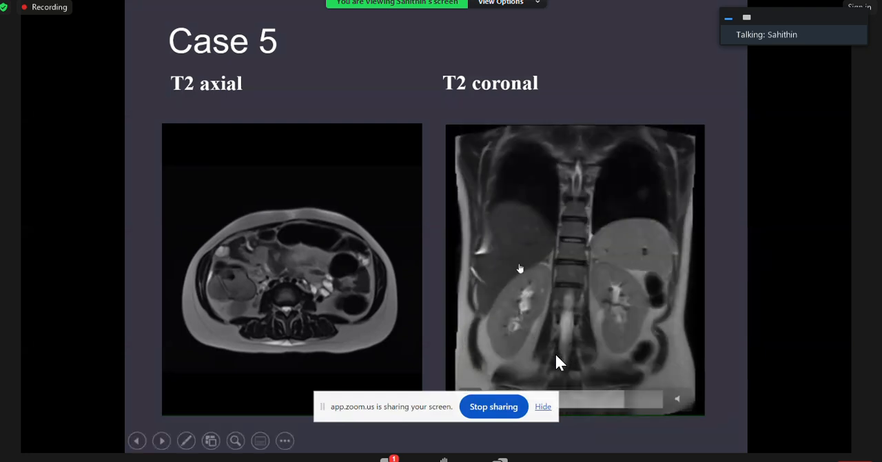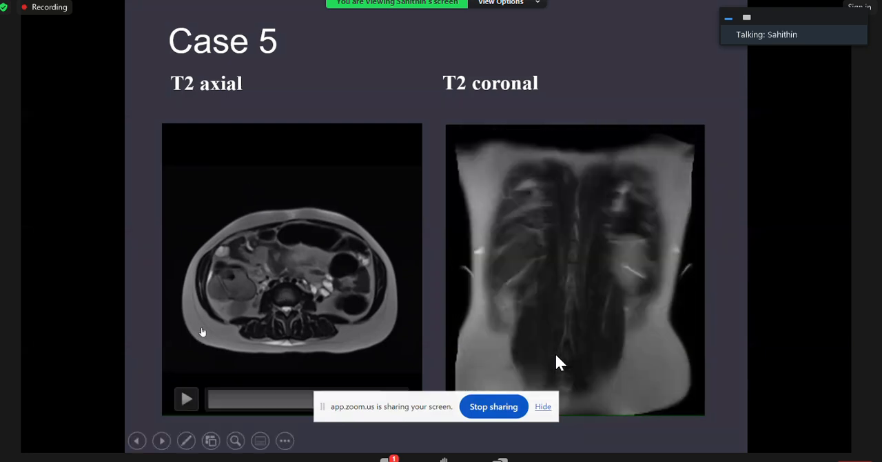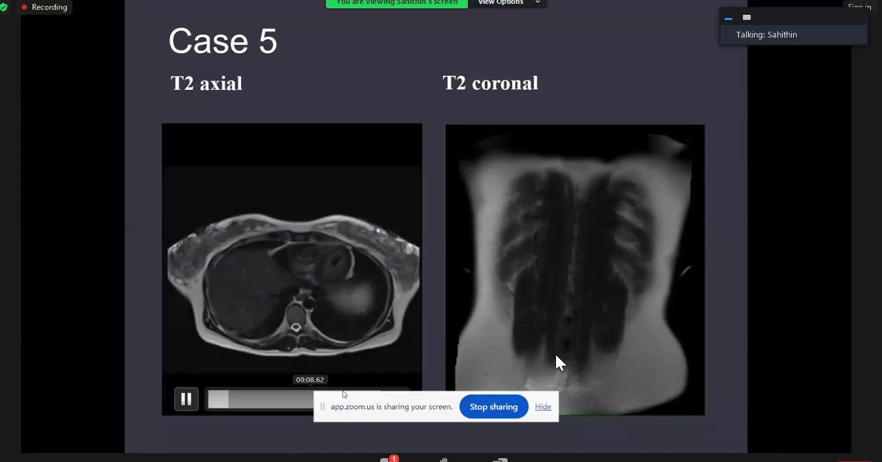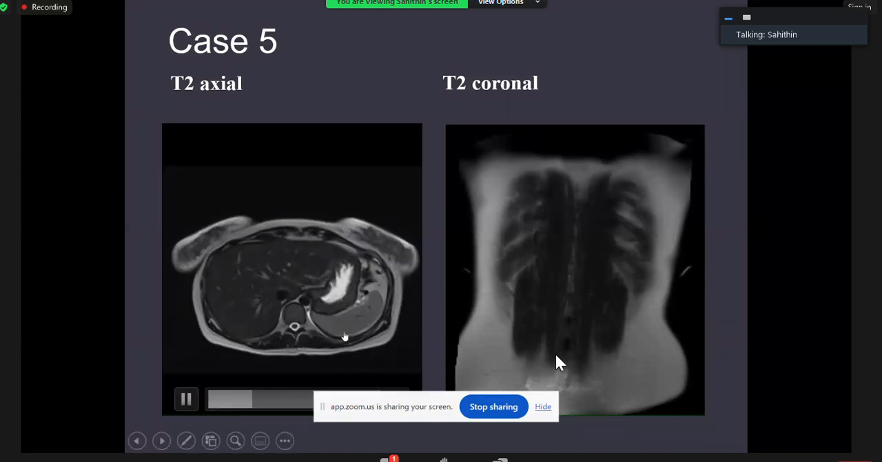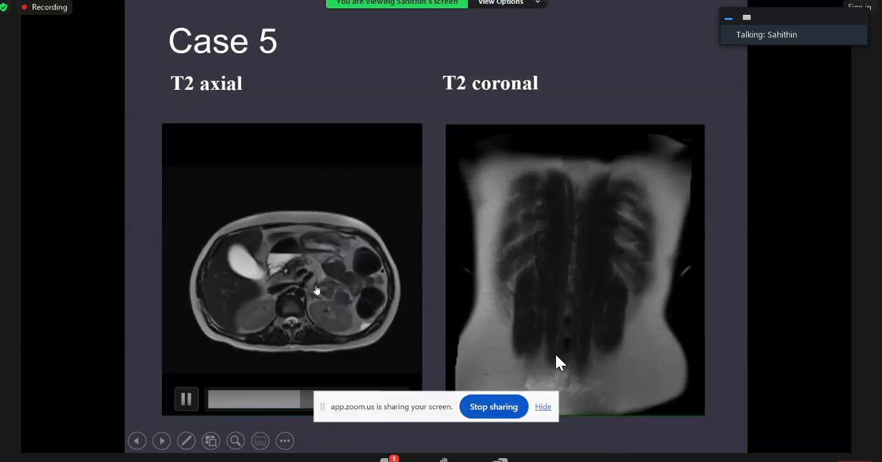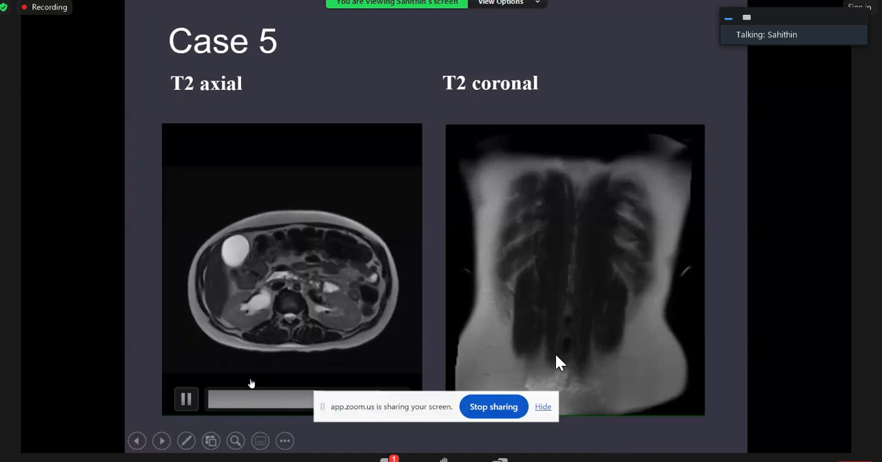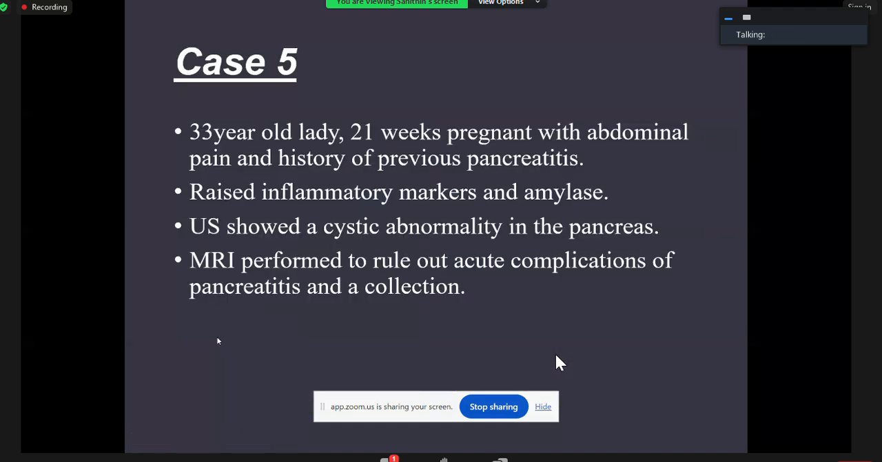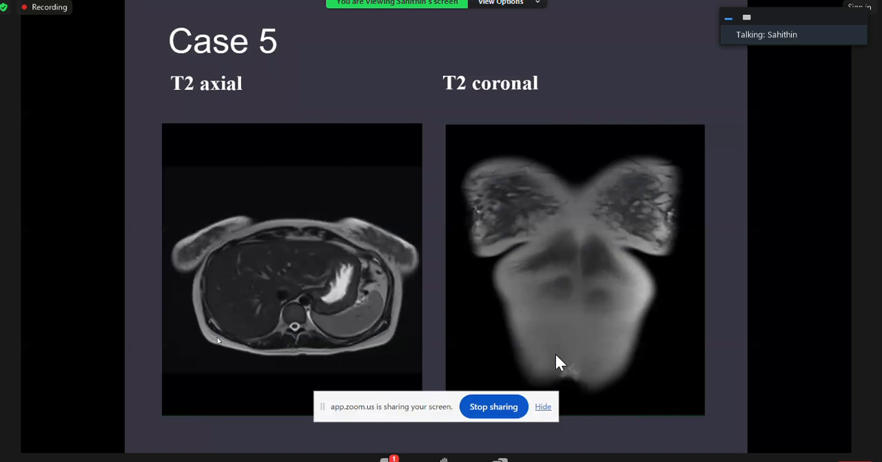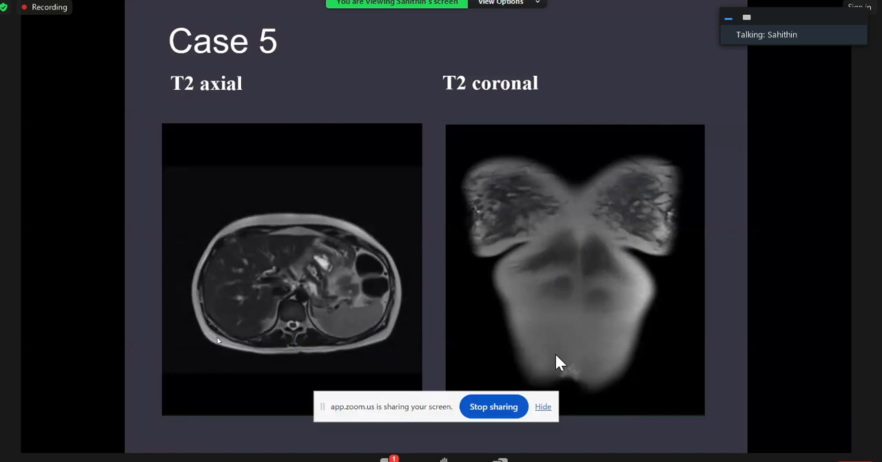So we can see the inflammatory changes around the pancreas, confirming pancreatitis, but also the cystic lesion does not have any high-risk features, or it doesn't look inflamed or like a collection that needs drainage. So there was no need for intervention. She was managed conservatively and the cyst was followed up on ultrasound.